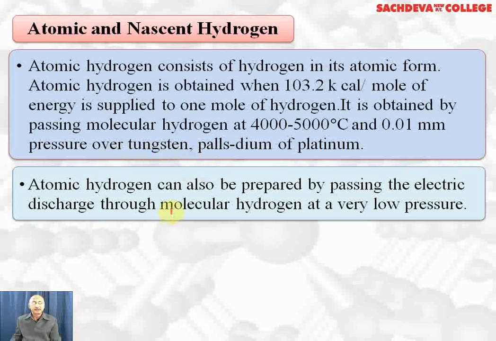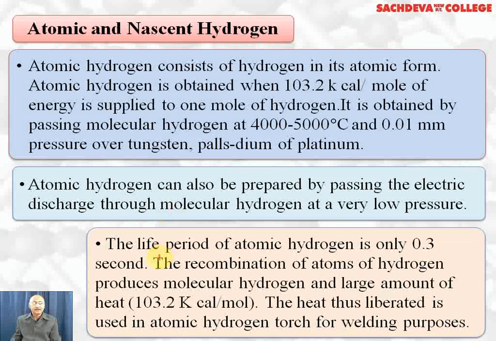Atomic hydrogen can be prepared by passing an electric discharge through molecular hydrogen at a very low pressure. The half-life of atomic hydrogen is only 0.3 seconds, so recombination of hydrogen atoms to form a hydrogen molecule releases 103.2 kilocalories per mole or 436 kilojoules per mole. Thus, the energy liberated can be used for welding purposes, and this is the principle of the atomic hydrogen torch. Even an oxyhydrogen flame can also be used for welding purposes.